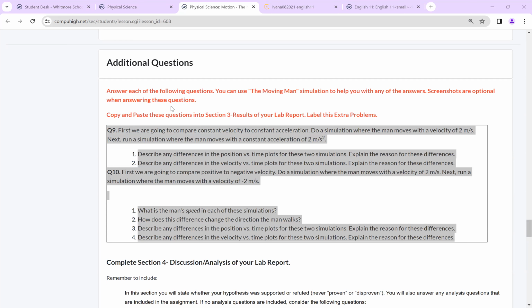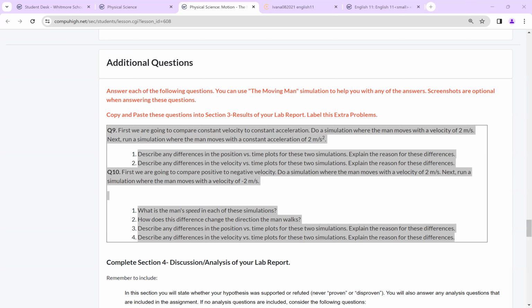Just getting that document open, and then, wow, it's a lot of stuff here. Okay. Let's keep going. I guess we'll put these at the end. All right. Okay, so question 9. All right, let's have you look at this, and then we'll go back to the moving man.